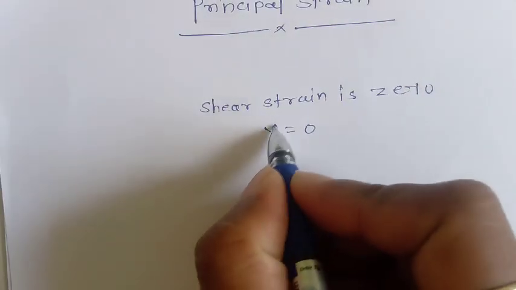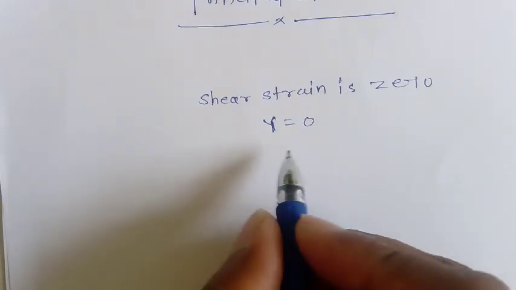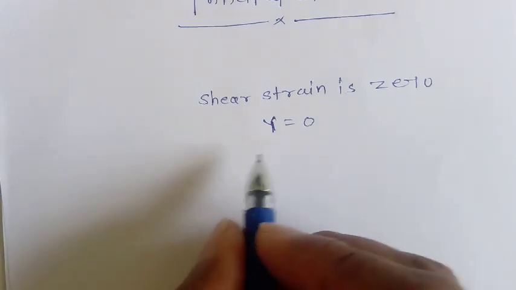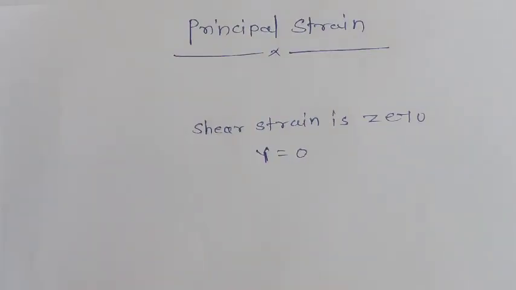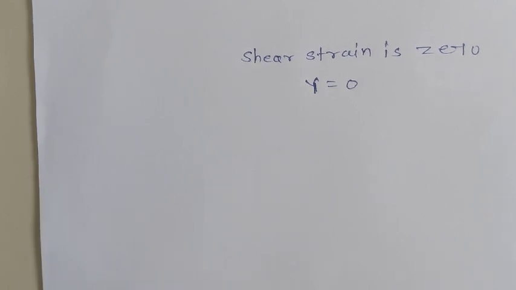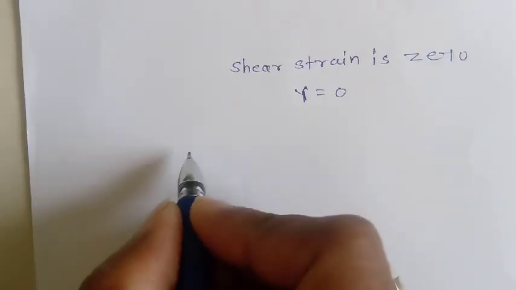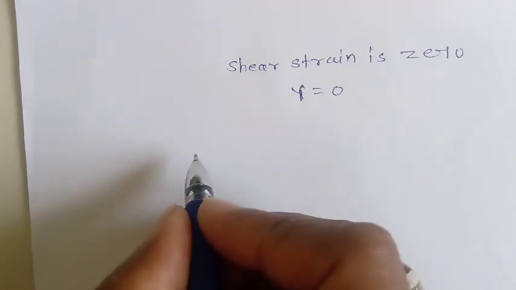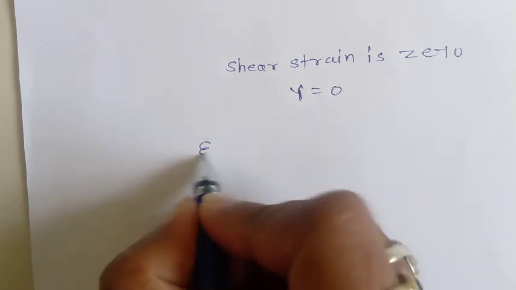So shear strain, we denote the shear strain as gamma. So gamma is 0. When the gamma is 0 on any machine component or element, then that plane is called the principal plane, and in that plane the strain which acts is called the principal strain. Various formulas are there to solve problems related to the principal strain, and we will discuss them one by one.